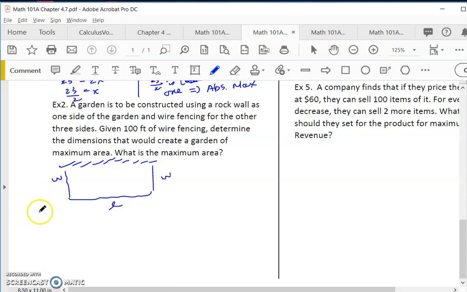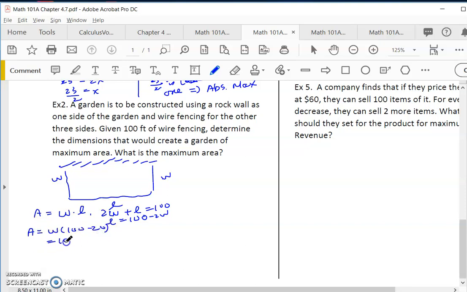So what am I maximizing? I'm maximizing area, which is length times width. And what other things can I use? Oh, I have 100 feet of wire fence. That means 2W plus L is 100. So that means I can replace L by 100 minus 2W. Okay, so plug it back in. A is equal to W times (100 minus 2W).